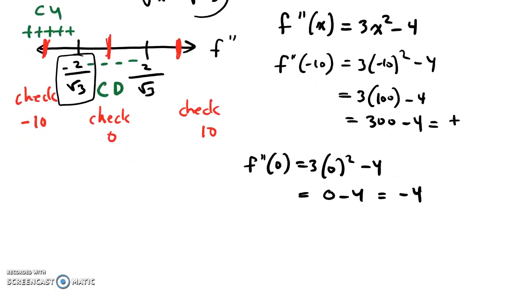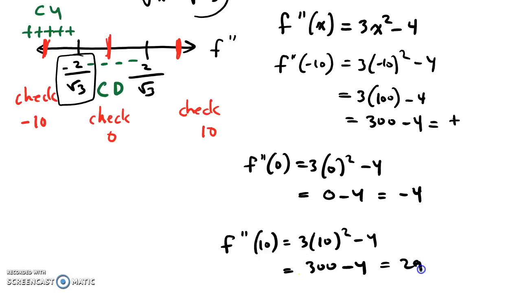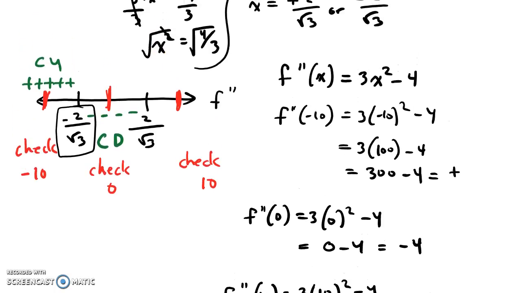And I still got to check a positive number, so I'm going to check 10. So f double prime of 10: 3 times 10 squared minus 4, which is 10 times 10 is 100, 100 times 3 is 300, 300 minus 4 is 296, positive. So this is a positive number. This is positive, positive, positive, which means concave up.